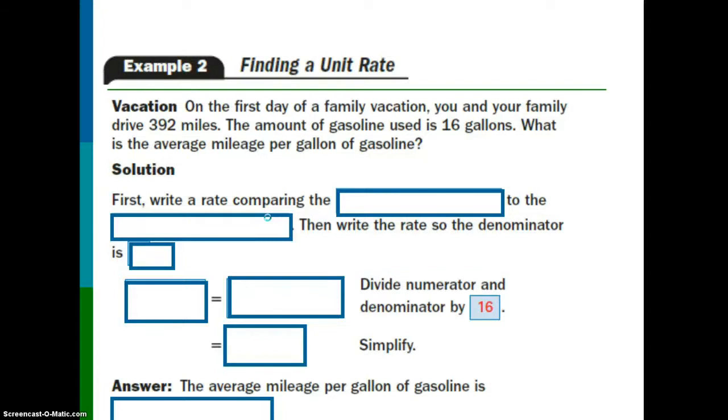In example 2, find a unit rate. On the first day of a family vacation, you and your family drive 392 miles. The amount of gasoline used is 16 gallons. What is the average mileage per gallon of gasoline? A unit rate is a fraction that has a denominator of 1.